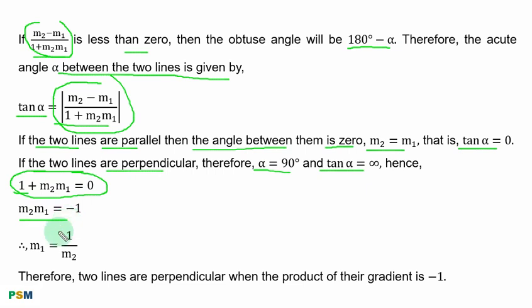To express m1 in terms of m2, you simply divide both sides by m2, and you have m1 equal to minus 1 over m2. Therefore, two lines are perpendicular when the product of their gradients is minus 1. The two lines are perpendicular.